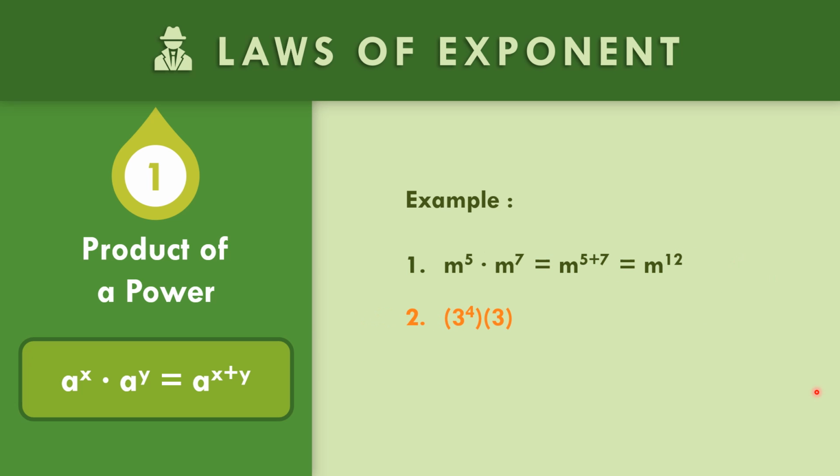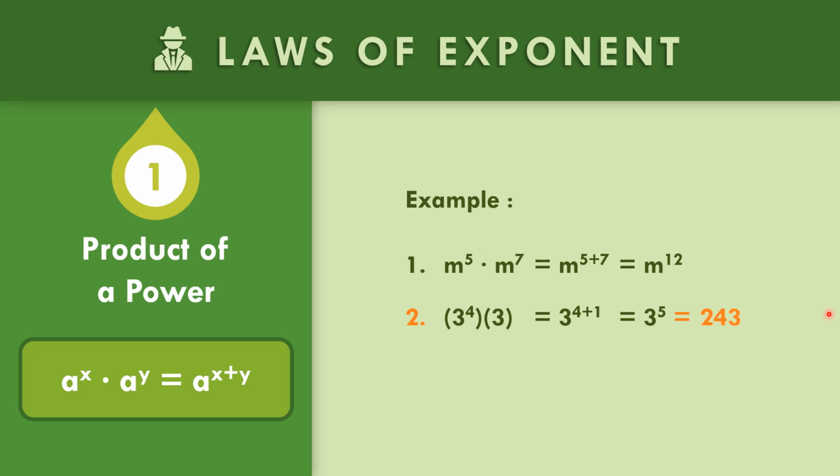How about number 2? 3 to the 4th, multiplied with 3. So same base. So the exponent of 3 is 1. So that becomes 3 to the 4 plus 1. 4 plus 1 is equal to 5. Copy the base 3 and then 5. 3 to the 5th power, it means you need to multiply 3 5 times. So it means 3 times 3 times 3 times 3 times 3.